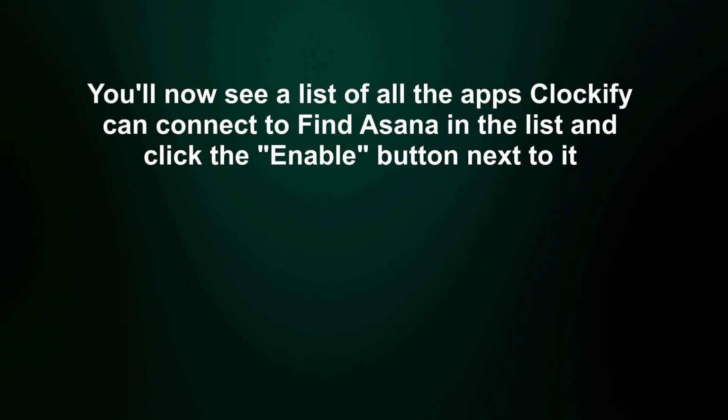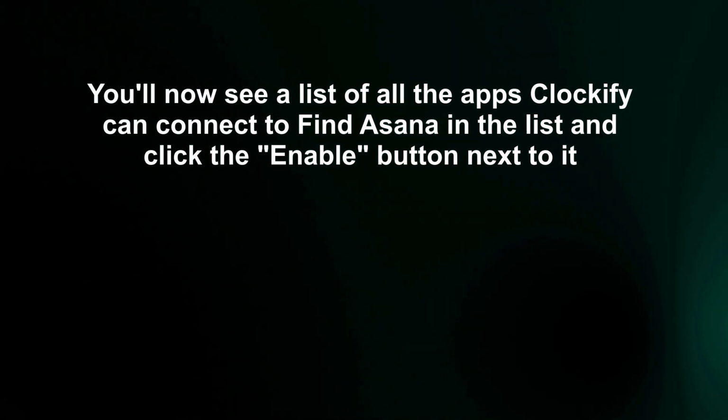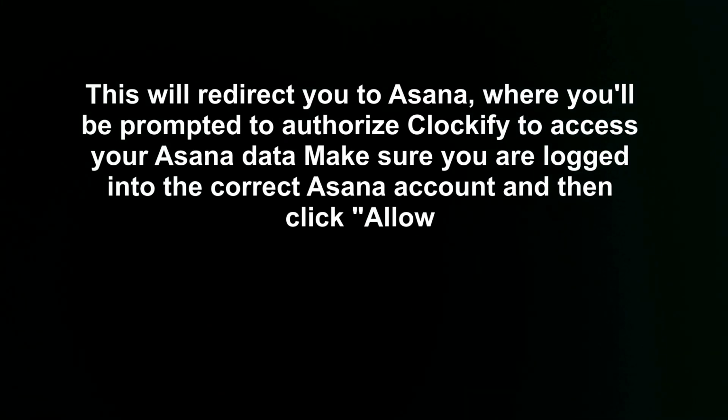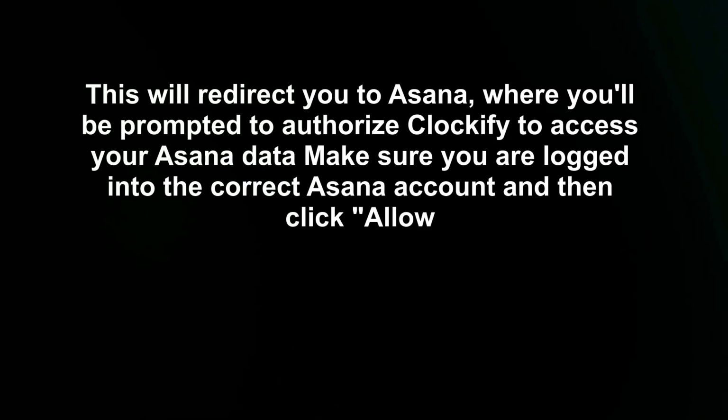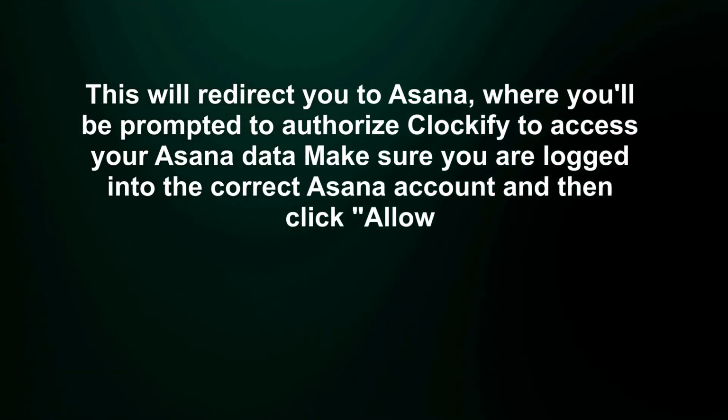Click on it. You'll now see a list of all the apps Clockify can connect to. Find Asana in the list and click the Enable button next to it. This will redirect you to Asana, where you'll be prompted to authorize Clockify to access your Asana data. Make sure you are logged into the correct Asana account and then click Allow.